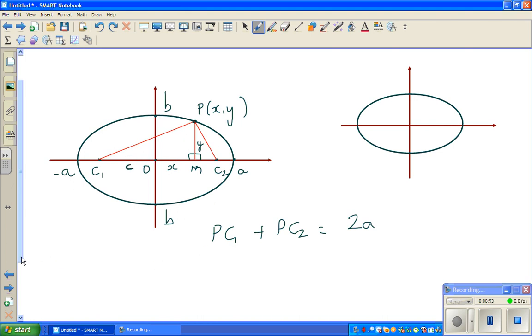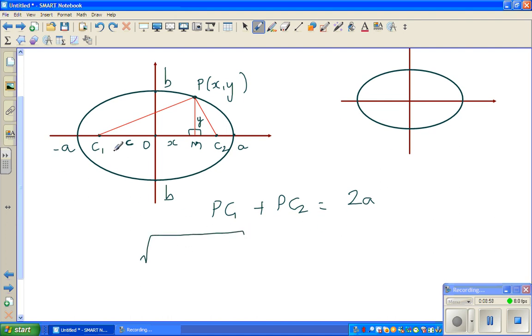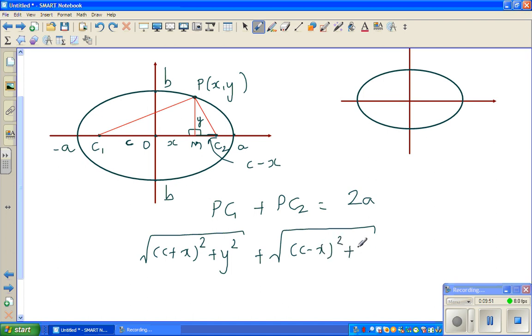PC1 using Pythagoras is the square root of (C plus X) squared plus Y squared, plus PC2. For PC2, this is your Y, and from the center to the focus it is C, and if you take away X, you get this much: C minus X. So PC2 is the square root of (C minus X) squared plus Y squared, and the sum is equal to 2A. I'll continue this in the next video.